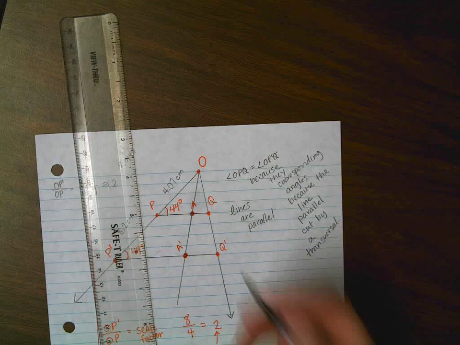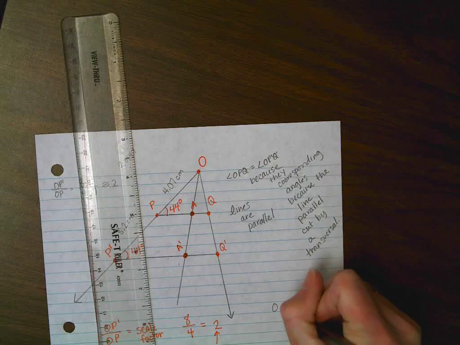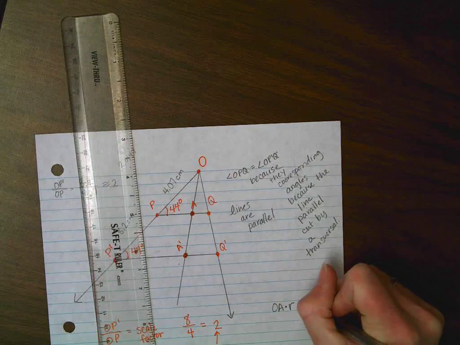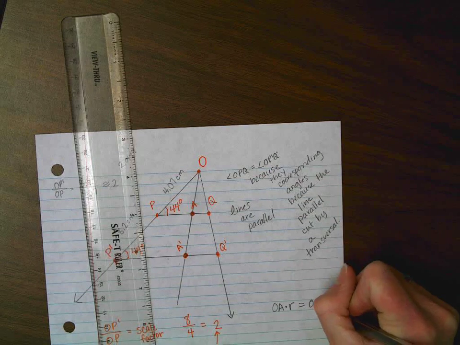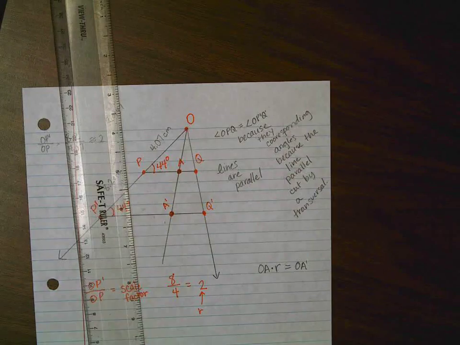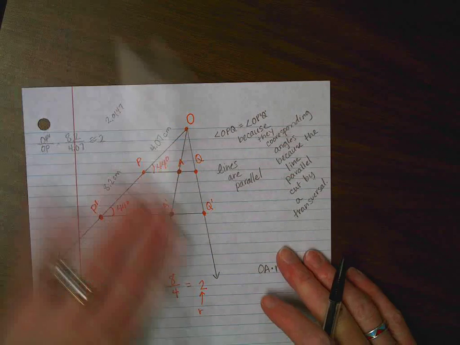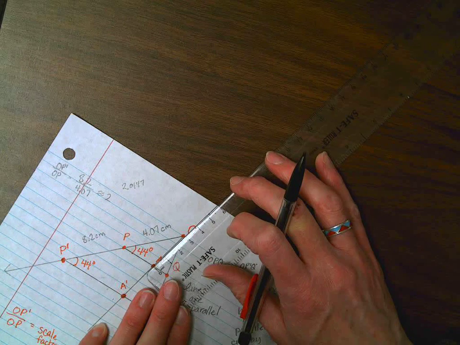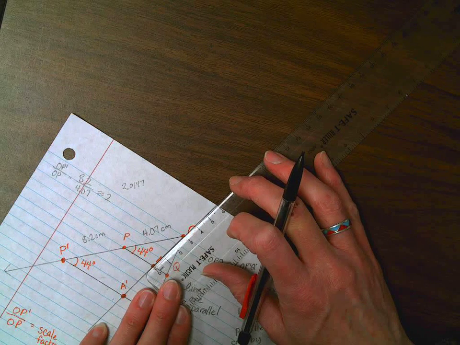And the question that you have to ask yourself is, OA multiplied by the scale factor to equal OA prime. That's the question that I want you to figure out. Is OA times the scale factor going to give us OA prime? So let's try it. Using our centimeter ruler, we're going to measure 2.9.